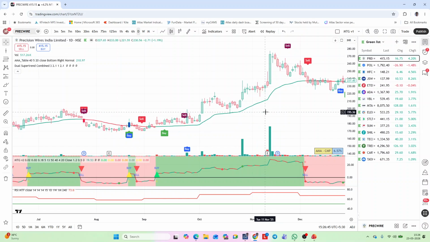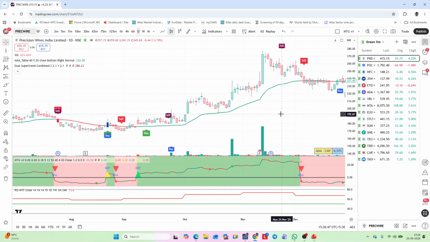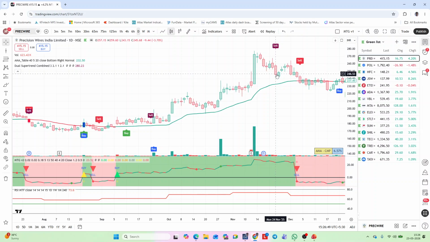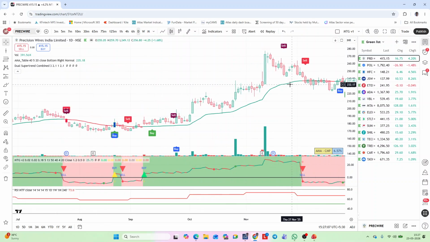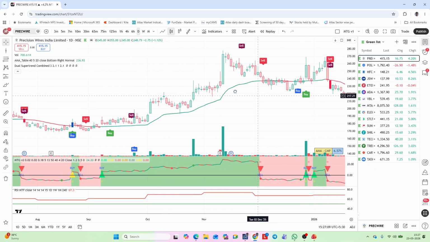So how will you exit here? You are in the trend. First, Super Trend 1 has given you a sell signal, so book your 25% profit and stay in the trend. And after a few days, if you see, Super Trend 2 also gave the sell signal and the candle also closed below the AMA line. So the balance 75%, you just book it and get out of the entire trade. That's how you need to do it.